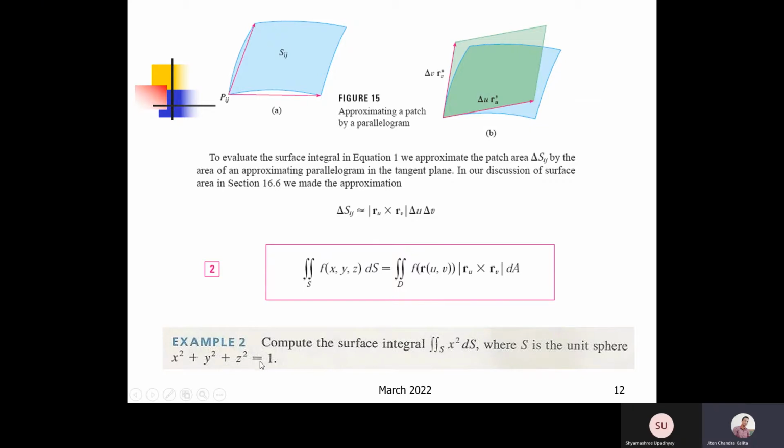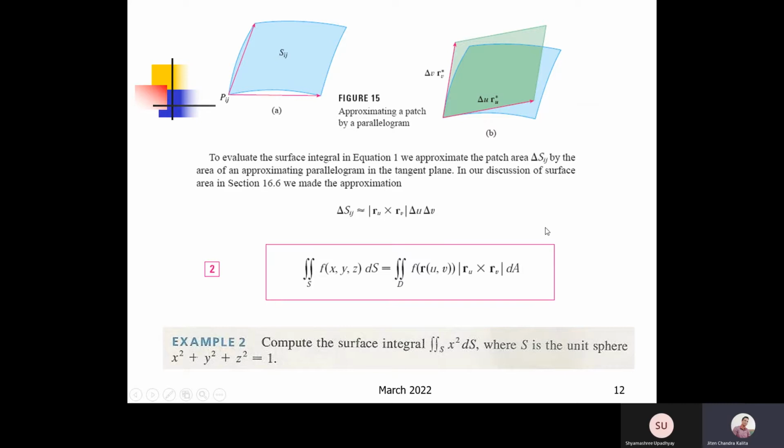Like say that sphere thing I have already worked with. What is going to happen to Rθ cross Rφ? You already know that you are going to get something like r squared sin φ if you use the θ, φ transformation.